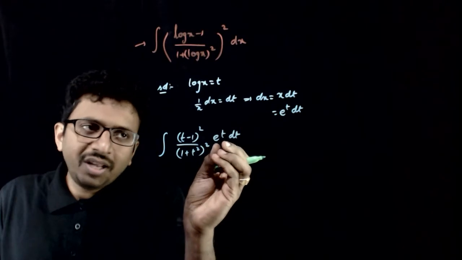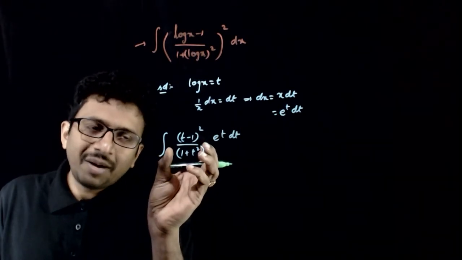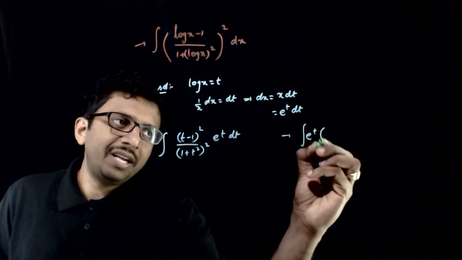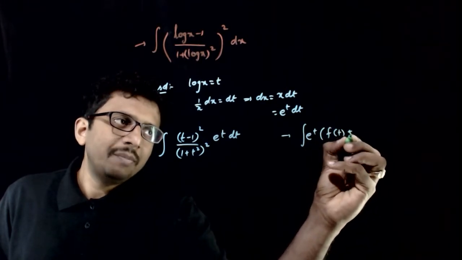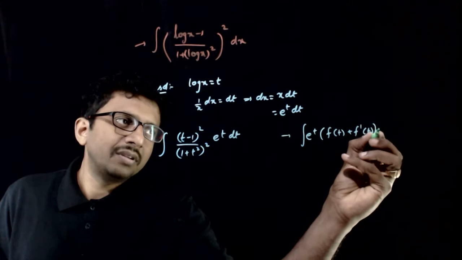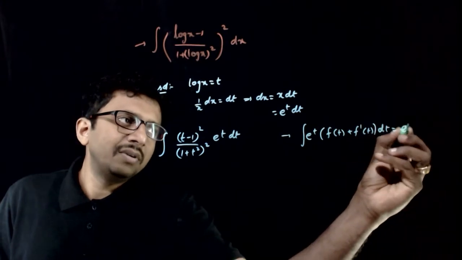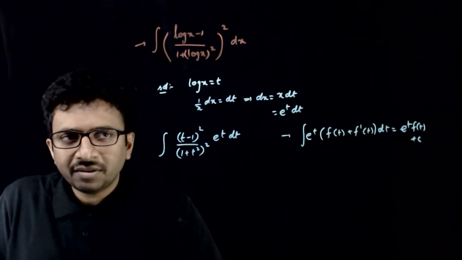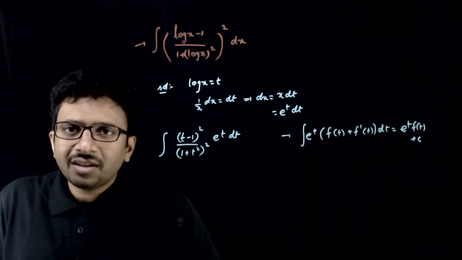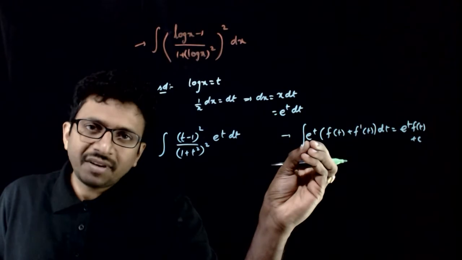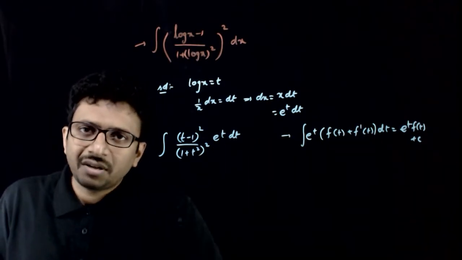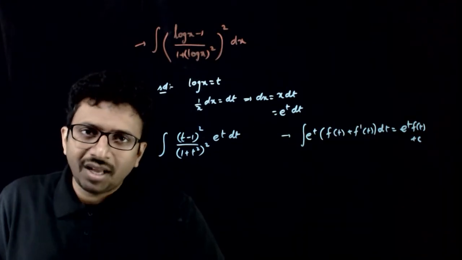So you have an e power t multiplied by some expression. So let us remember the formula: integration of e power t times (f of t plus f dash of t) dt is equal to e power t f of t plus c, right? We have this formula corresponding to exponential integration. So if you have an e power t and in the bracket you have some function plus its differentiation, you have a direct formula to get the answer.